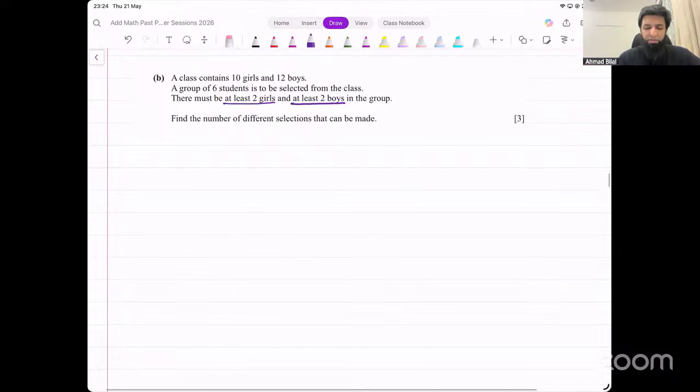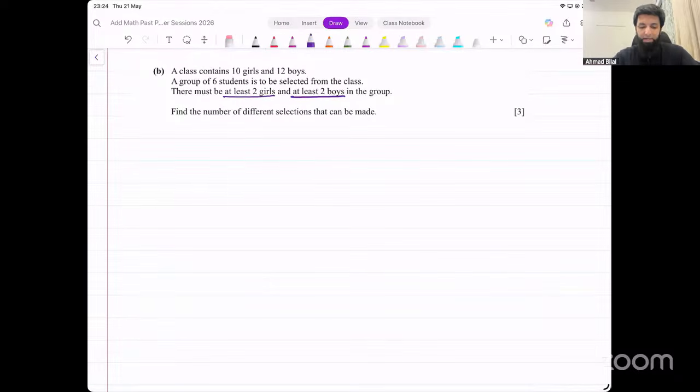Now that's a standard question. At least two girls and at least two boys, when they have a statement like this, at least a certain number, that means you have to make cases, right? Because at least two means it could be two, it could be three, four, and so on. So you have to consider all the possible cases that would satisfy the given condition. Now, what are the possible cases?